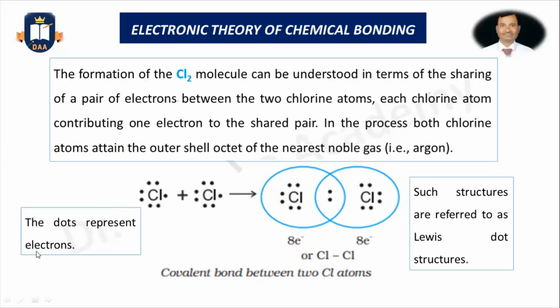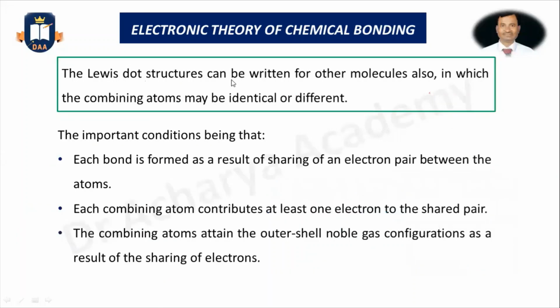All these dots represent the electrons, and this type of structure using dots to represent electrons is called the Lewis dot structure. This dot structure can be written for other molecules also, and you can combine atoms to form molecules by formation of bonds.